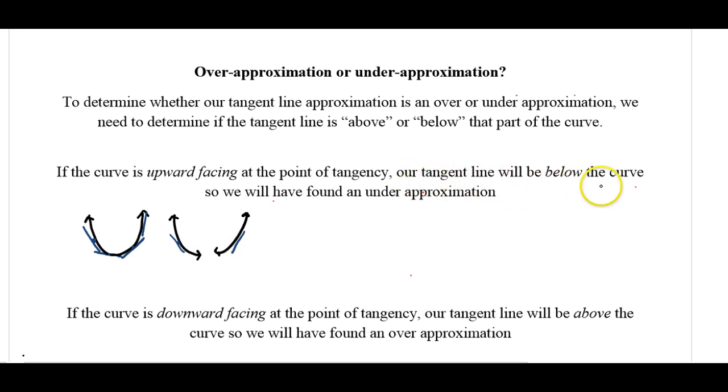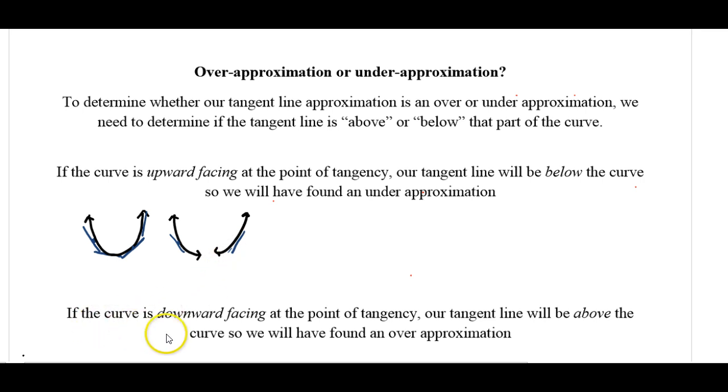If our tangent line is below the curve, we will have found an under approximation to the actual value on the curve. So if my tangent line is below the curve and I find a point on the tangent line as opposed to on the curve, then that point will have been an under approximation because I'm below the curve.